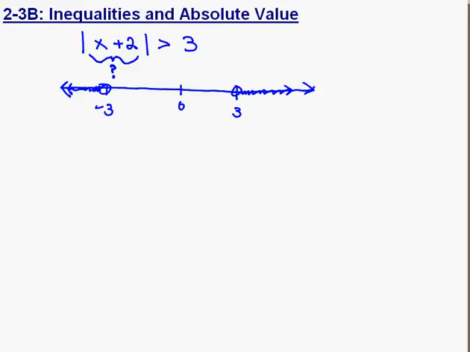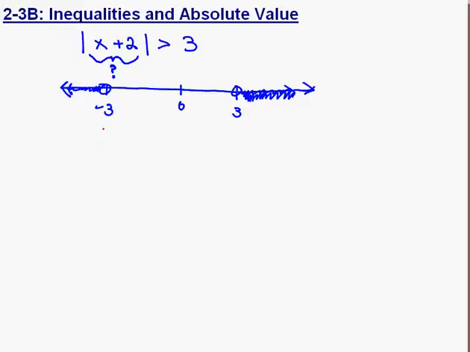Okay, another situation. Let's take a look at the inequality, the absolute value of x plus 2 greater than 3. So we know that all the values inside that absolute value have to be greater than 3. So you think about this. Is 3 greater than 3? The answer is no. How about 4? Is 4 greater than 3? That answer would be yes. So we can instinctively tell that any of the values to the right of 3 on this number line are going to be greater than 3.